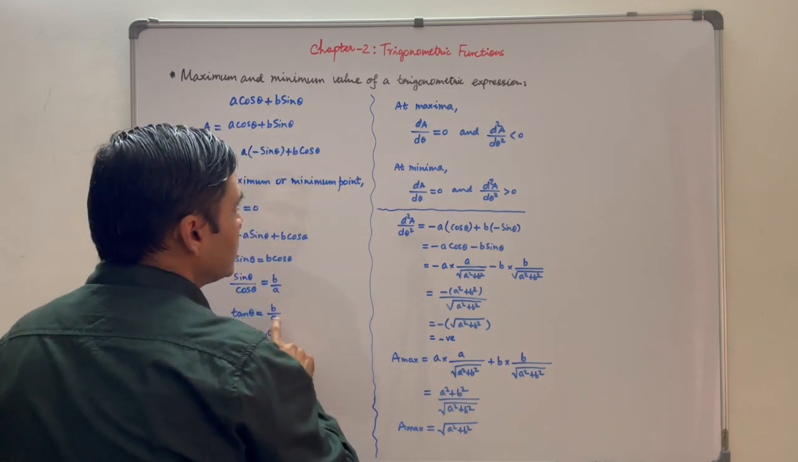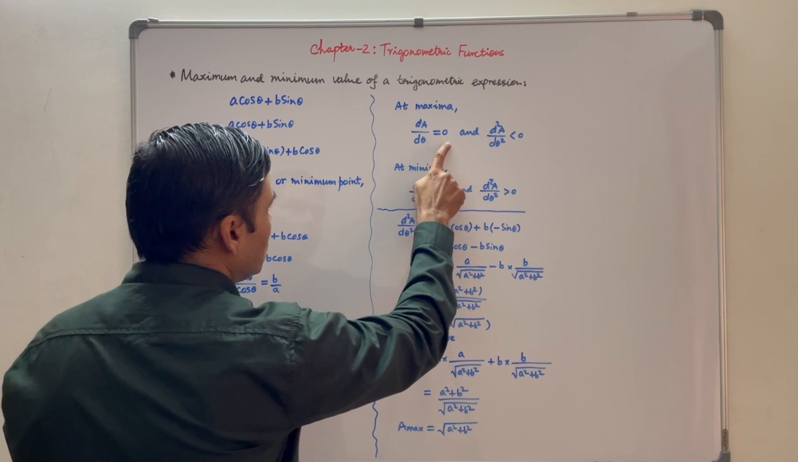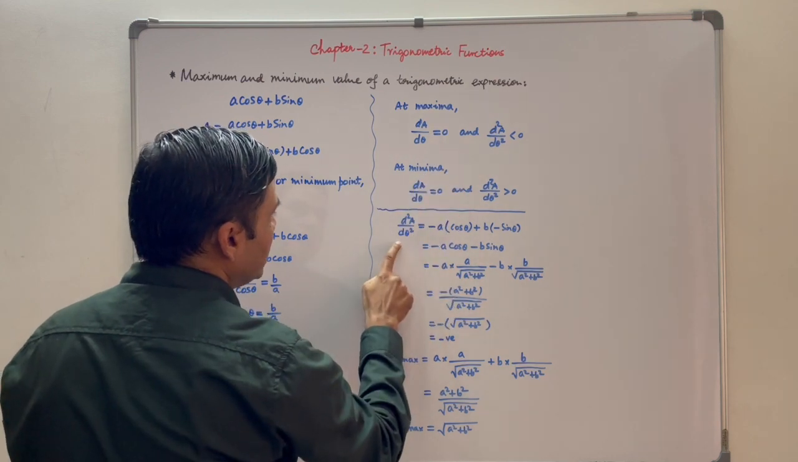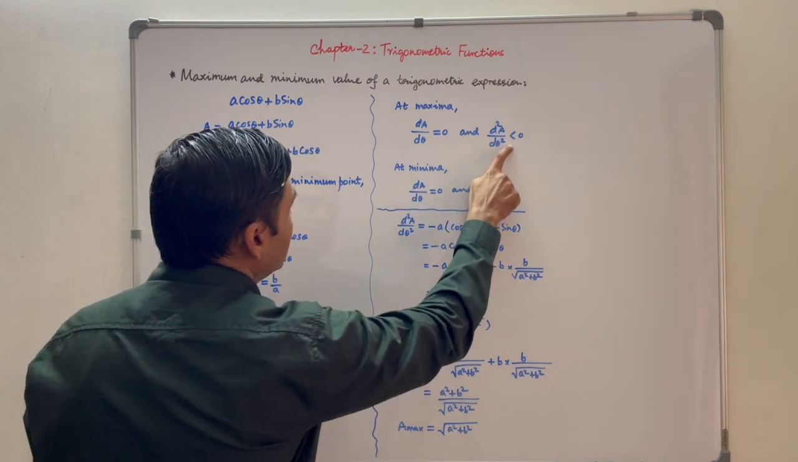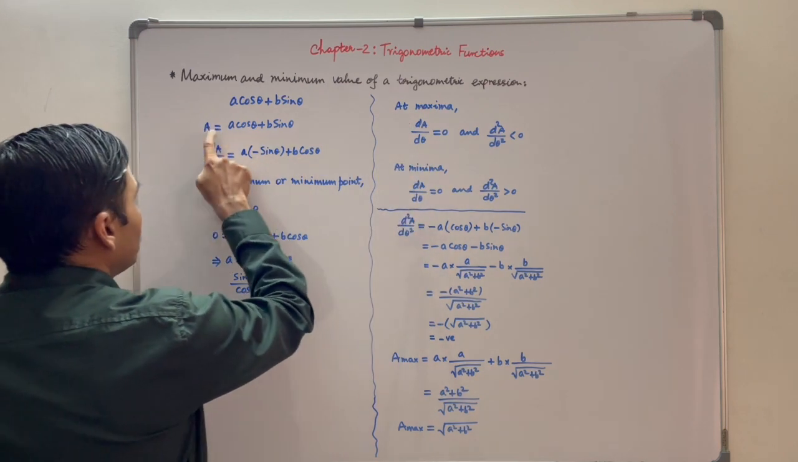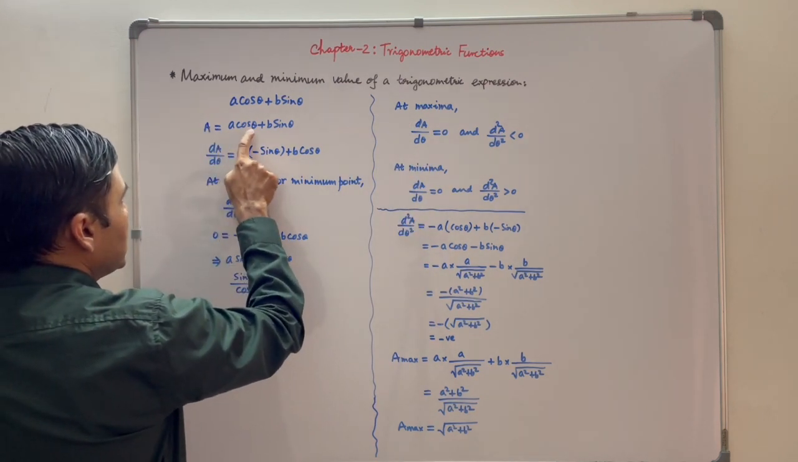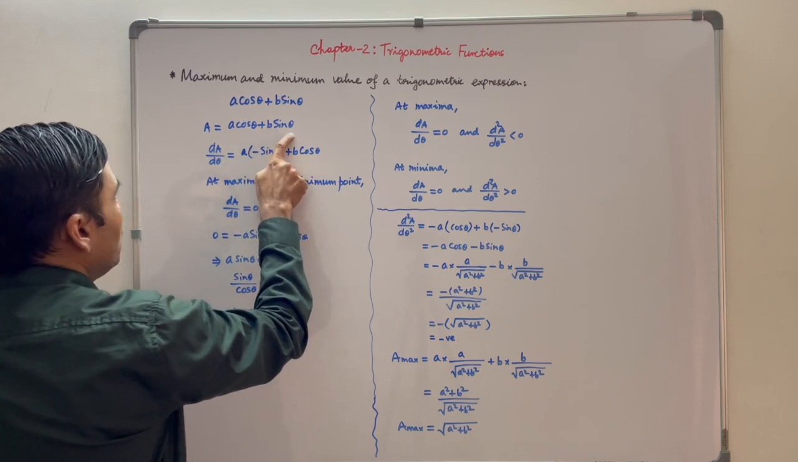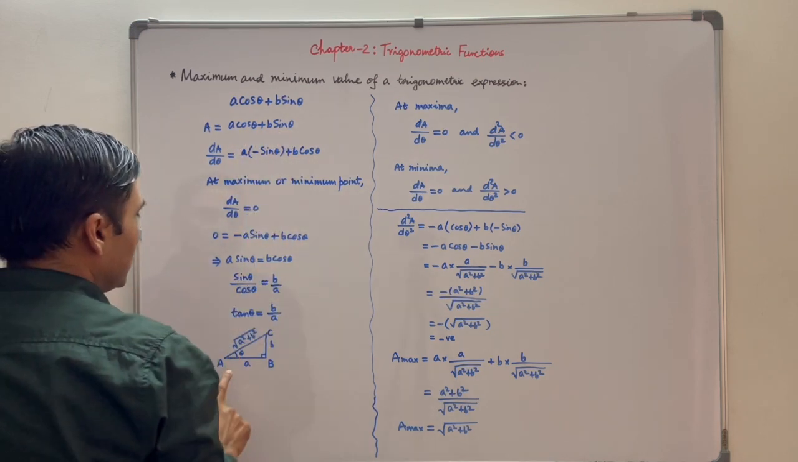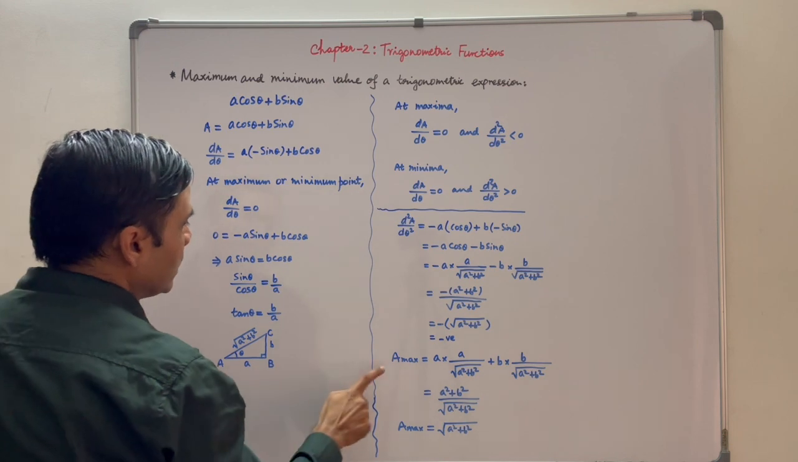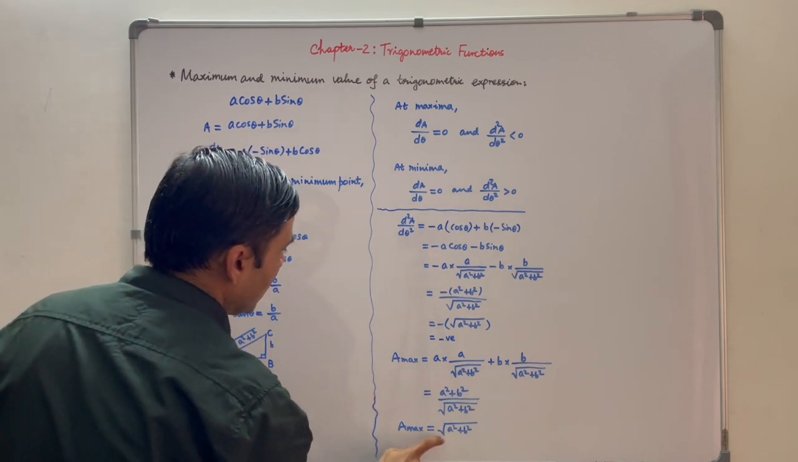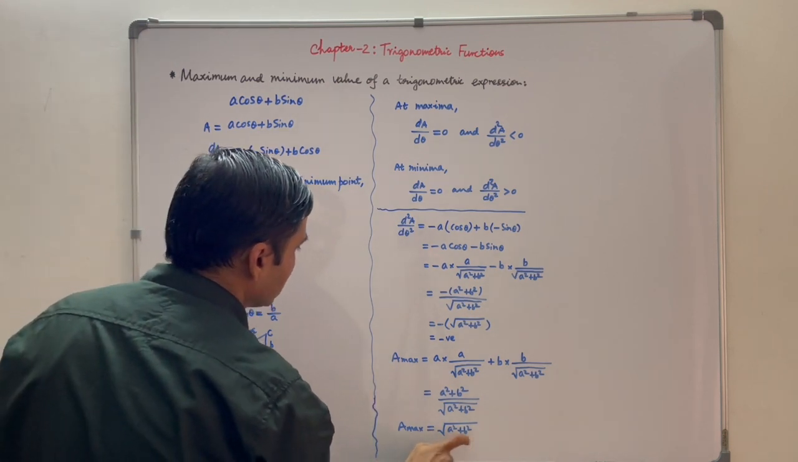So in this case, dA upon d theta is equal to 0 and d square A upon d theta square is negative. So A maximum we can find out from here. A maximum will be a cos theta plus b sin theta. The values of cos theta and sin theta can be put from here to get A maximum is equal to under root a square plus b square.